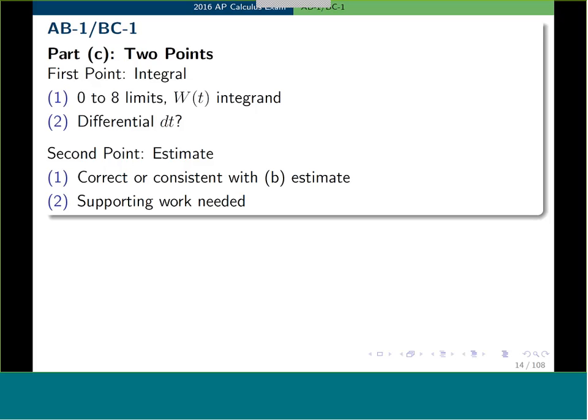I'd like to suggest that this is part of notational fluency and communication. Make sure that your students do use the differential in there, because if they don't, the integral can be ambiguous, and I'll try to give you an example of that.